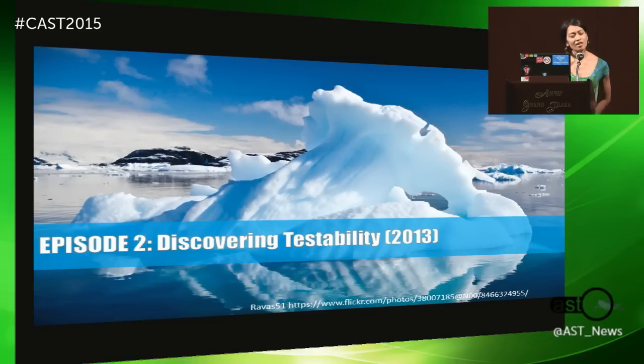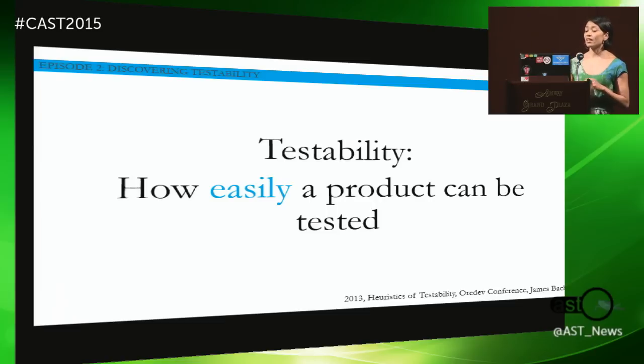It was something I had become interested in. And I had discovered Heuristics of Testability by James Bach. And this model really got me hooked. James describes testability as how easily a product can be tested. What I really liked about this model is that it seemed to have a depth.